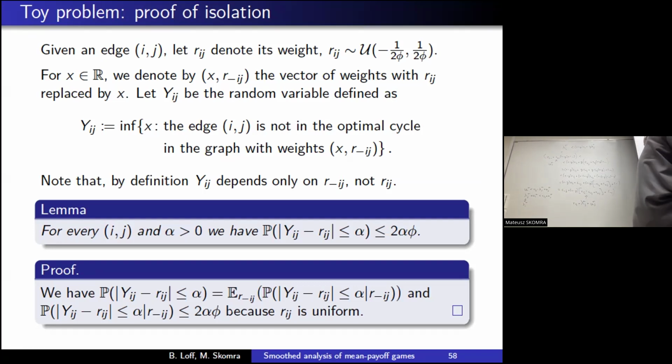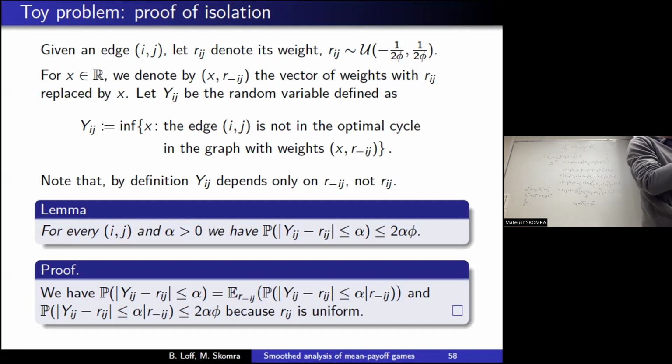Imagine if your weight is very, very high, what should happen? If it's sufficiently high, the edge will for sure not be in the optimal cycle because you're on a clique and you can avoid it. So now you take the infimum of all such x's. You have this kind of threshold, such that when you are above it, you don't want the edge to be in the optimal cycle. So this is the threshold variable.